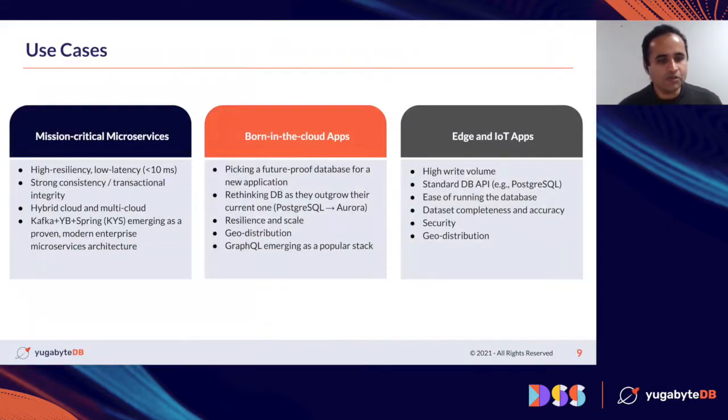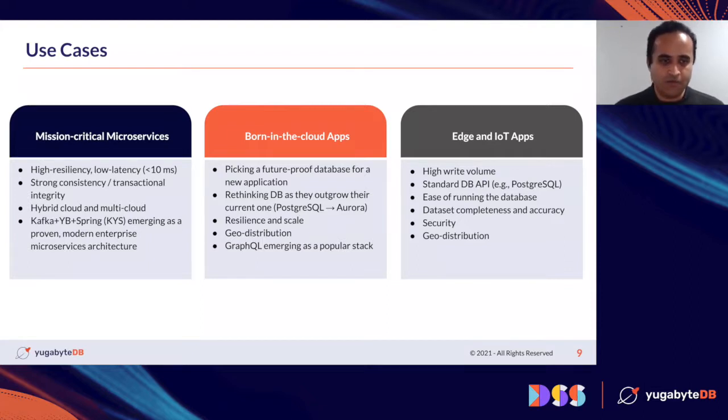Now, some key use cases, I'll walk through it very quickly. You have database modernization use cases where companies need high resilience, low latency. They need a cloud native database that works well with frameworks like Kafka and Spring Boot. YugabyteDB offers that. You can go check out some of the awesome sessions that we have later in the Distributed SQL Summit.